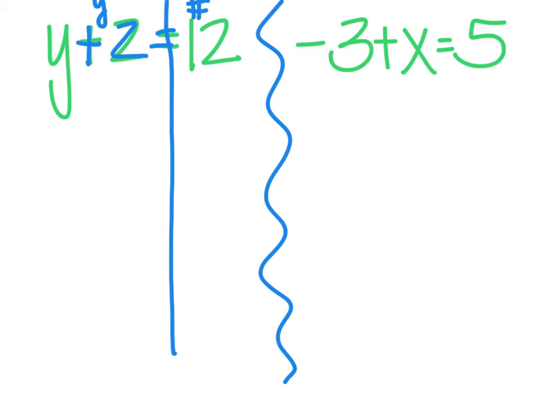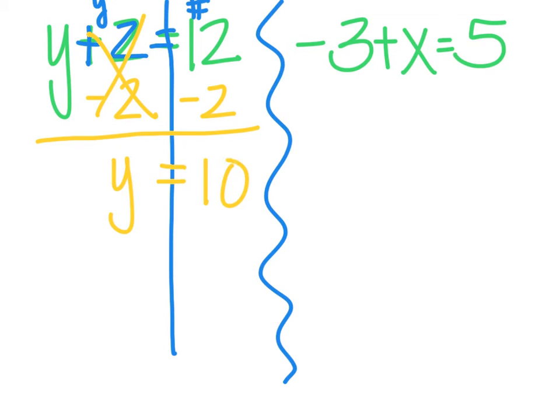So to get rid of something, remember we do the opposite operations. The opposite of adding 2 is subtracting 2. And the rule says whatever you do to one side of the equation, you must also do to the other side. So 2 minus 2 is going to cancel, and I'm left with y equals 12 minus 2 is 10. So that would be my answer to my first question, y equals 10.